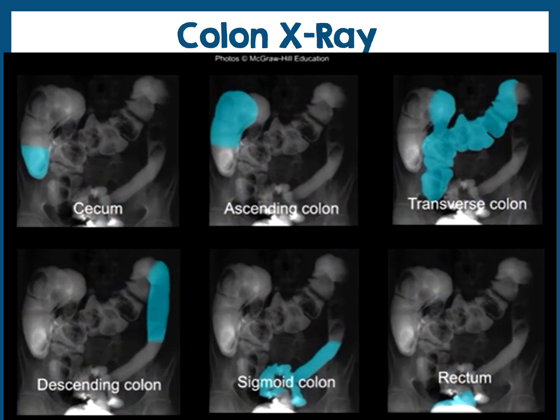And here we have an X-ray showing the same structures. There is that cecum, the ascending colon. You can see the transverse colon, descending, the sigmoid. Actually, you can see how it really does go posteriorly there and kind of loops back around and then goes down into the rectum.